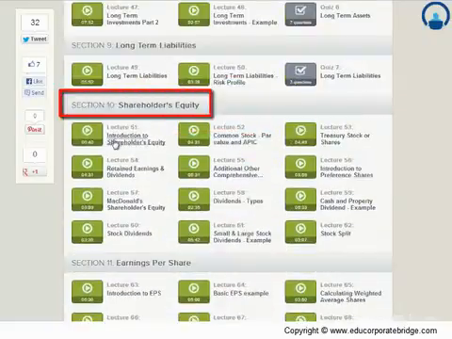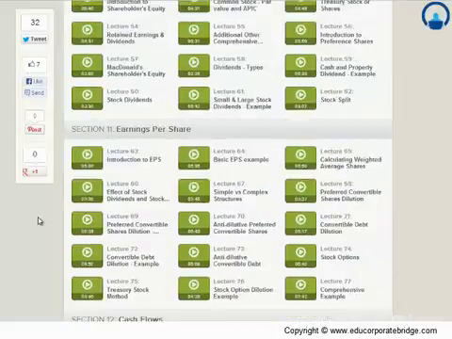Shareholders' equity was one of the next sections which we discussed. Now, the division of what is common stock, treasury stock, retained earnings and dividends is very important. So please make sure that you note these concepts.